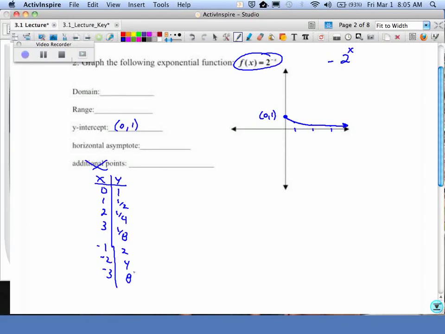So my domain is negative infinity to infinity, range 0 to infinity, horizontal asymptote y equals 0. Filling in the blanks is identical to what we did on the last graph. The only difference is we have what I would call a horizontal flip. We're flipping over the y-axis, left to right. Exponential graph.